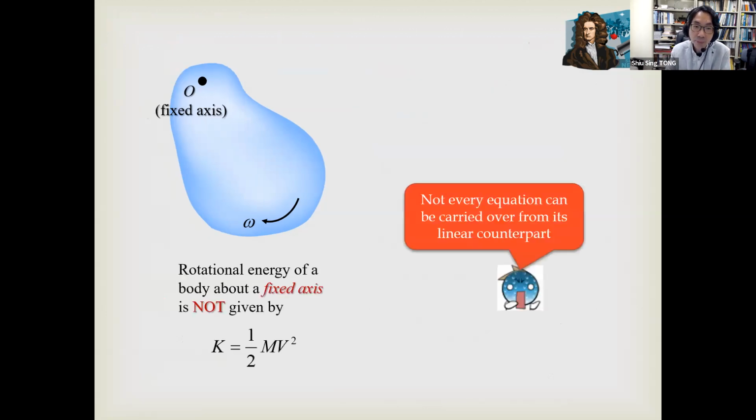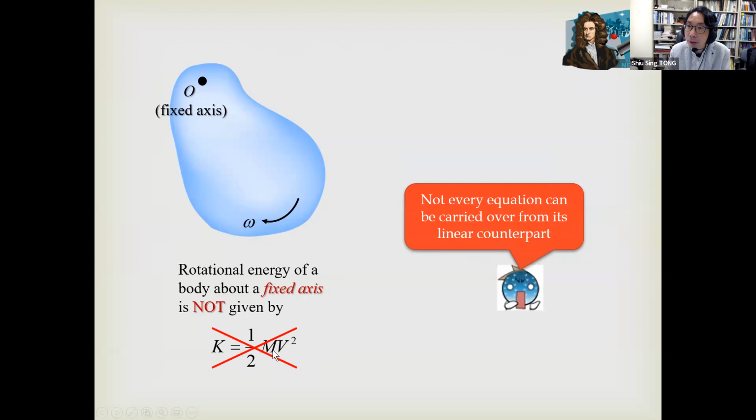Now it's important to let you know that if you have a body which is rotating about a fixed axis, just like this, it is not correct to represent the rotational energy by half m v squared. It's not correct to use this formula, because this is not the center of mass. This is the rotation axis.